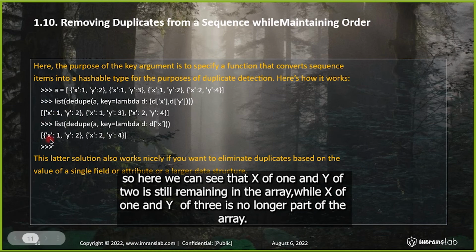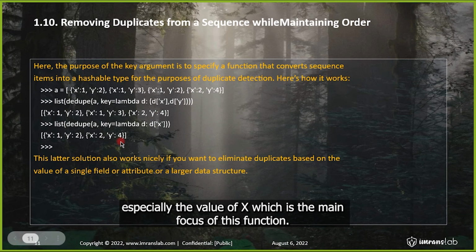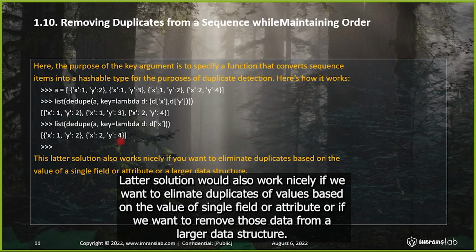So here we can see that x of 1 and y of 2 is still remaining in the array, while x of 1 and y of 3 is no longer part of the array. And lastly, x of 2 and y of 4 is still part of the array, since it has nothing in common with the other two, especially the value of x, which is the main focus of this function. This latest solution would also work nicely if we want to eliminate duplicates based on the value of a single field or attribute, or if we want to remove that data from a larger data structure.